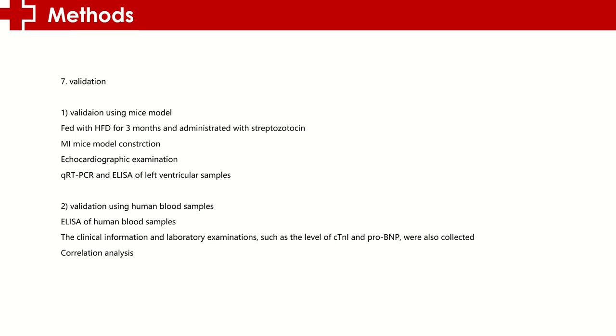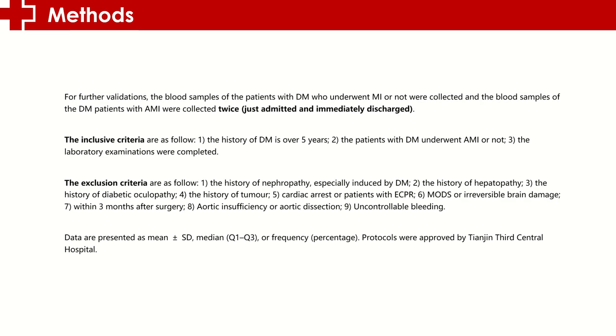Second, we validate using human blood samples. We collect the human blood samples and do the ELISA of the serum. After that, we also collect the clinical information and the laboratory examination results and do the correlation analysis between these parameters and the ELISA results. The human blood sample was collected twice, just at admission and immediately before discharge. The inclusion criteria and the exclusion criteria were as follows.